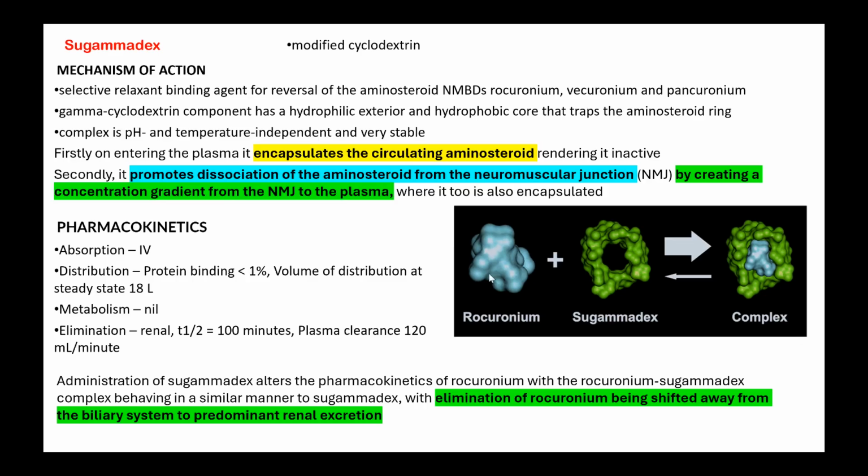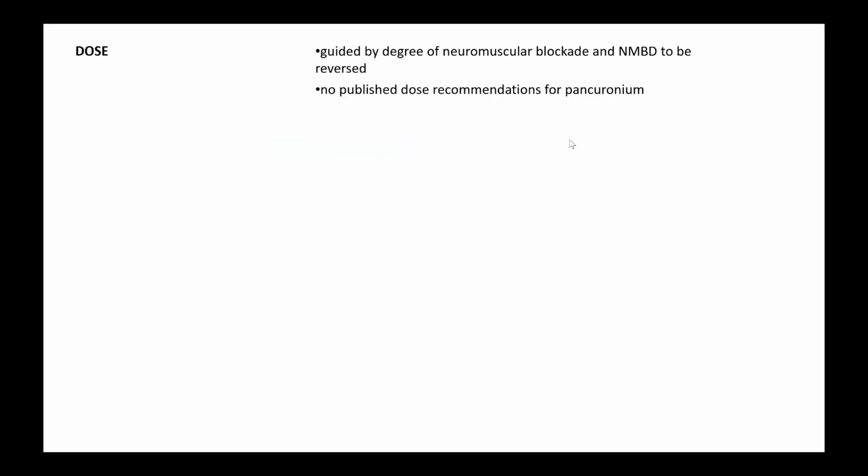The individual rocuronium molecules which still circulate to some extent in the blood plasma will be removed by the liver. Once the rocuronium is encapsulated and forms a complex with Sugammadex, that has to be eliminated by the kidney. So that is another important point that has to be mentioned. The dose is guided by the degree of neuromuscular blockade, and there is no published dose for pancuronium, which is of course not used now.